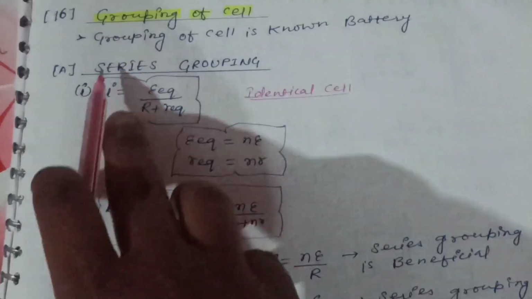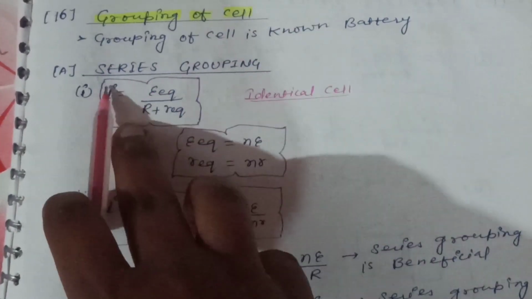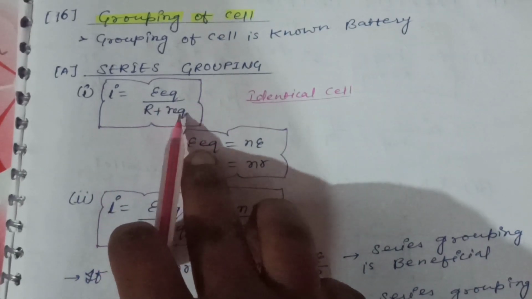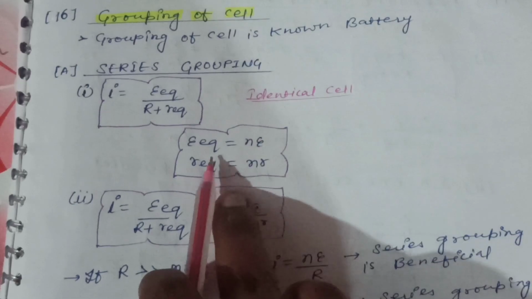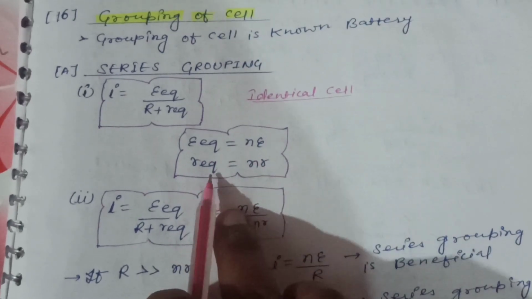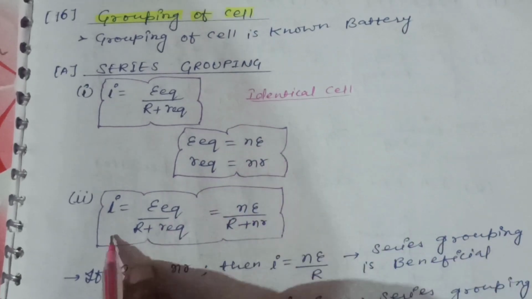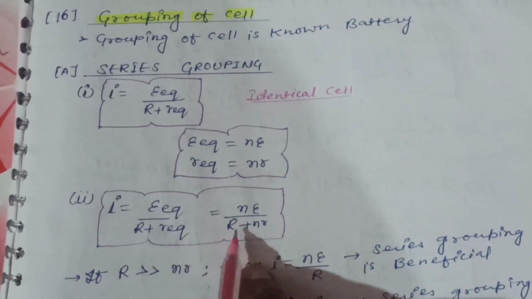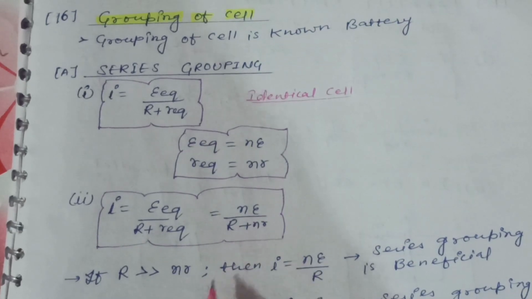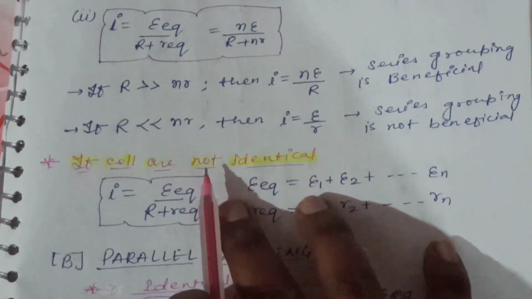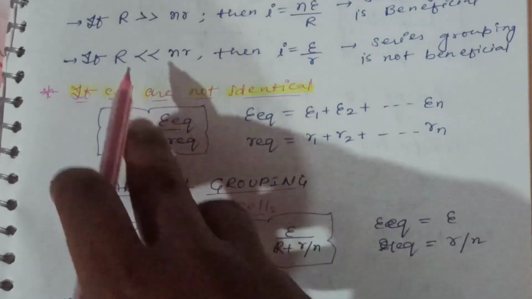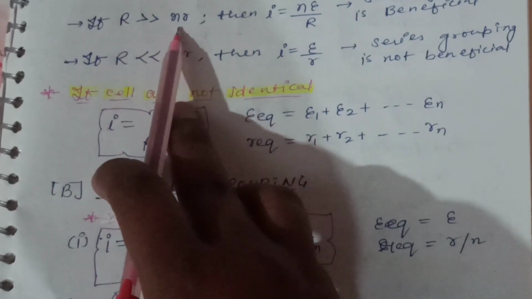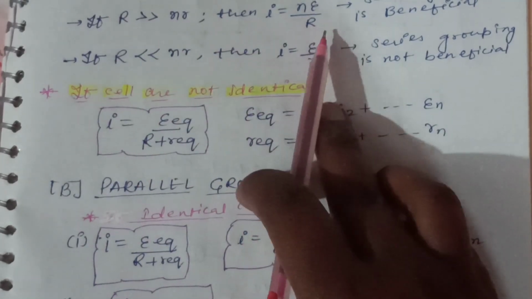Grouping of cells is known as a battery. Series grouping, identical cells: I is equal to E equivalent upon R plus R equivalent. E equivalent is equal to NE, R equivalent is equal to NR. I is equal to NE upon R plus NR. If R is greater than NR, then I is equal to NE upon R.